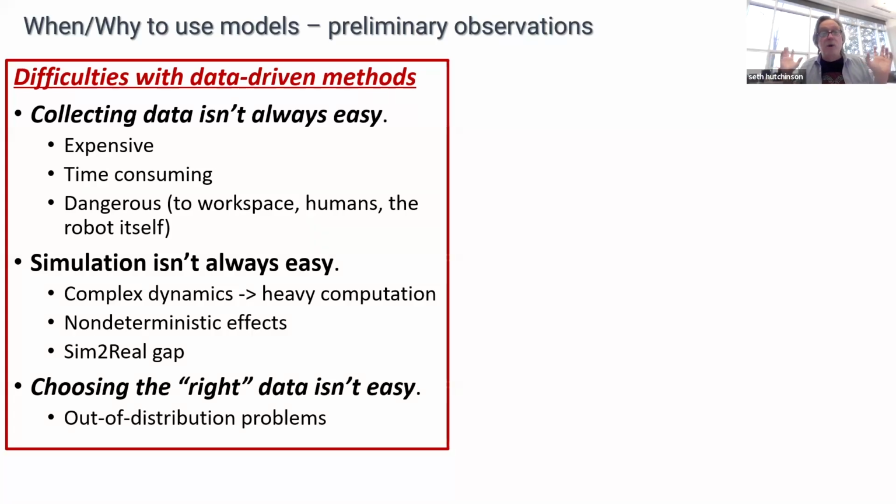You immediately think, well, I'll do a bunch of learning in simulation, and then I'll port the stuff that I learned onto my real robot system. And that's not always possible. Complex dynamics can be very heavy in terms of computation. And so it's difficult to do really large scale data analysis if the computation for any example is very heavy. It's hard to model non-deterministic effects very well in simulation.